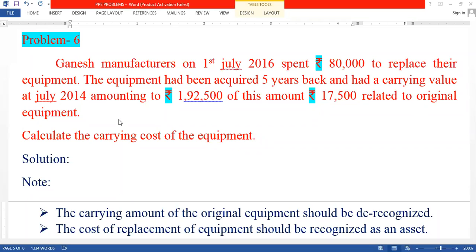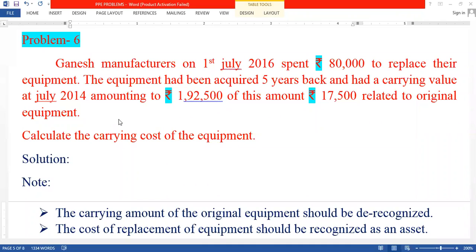Who is the manufacturer here? Ganesh Manufacturers, on 1st July 2016, spent rupees 80,000 to replace their equipment. This is the cost of replacement. What is the cost of replacement here? 80,000 is the cost of replacement.